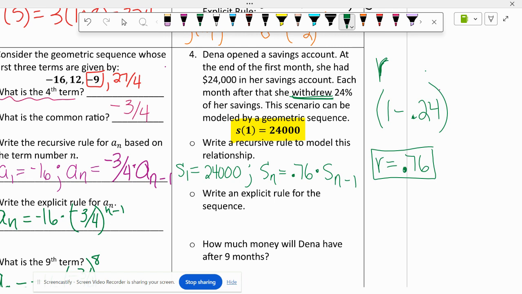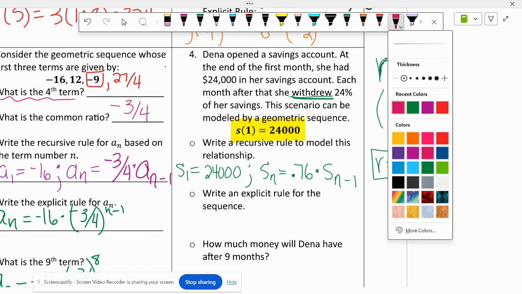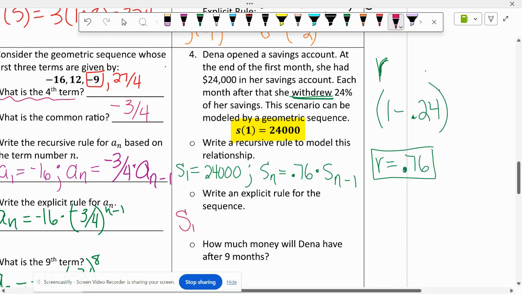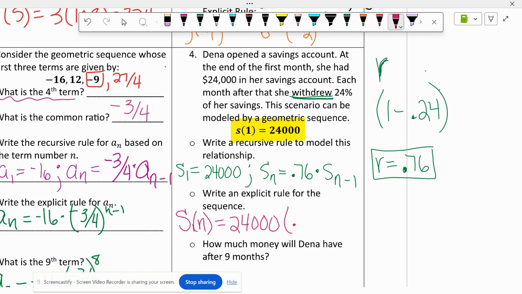Write an explicit rule. Well, for the explicit rule, we need to start with S of N. So S, and I'm going to put this one like a function. S of N equals, well, what is my first term? 24,000 times what is my multiplier or my common ratio? 0.76 to the N minus 1 power.